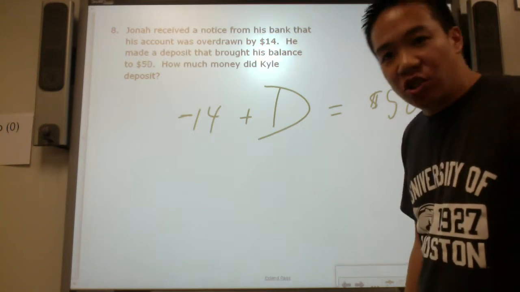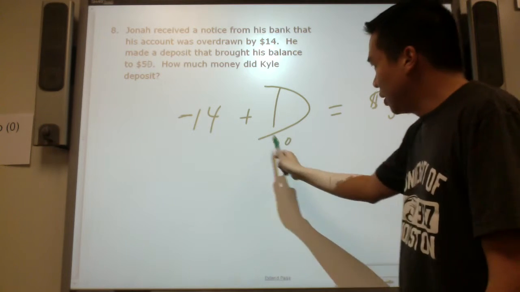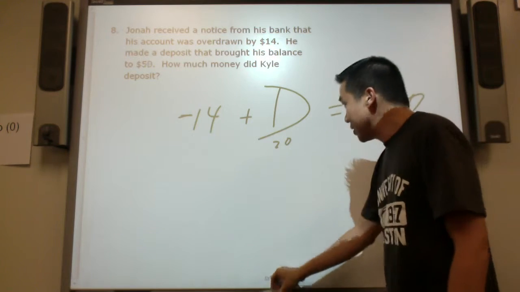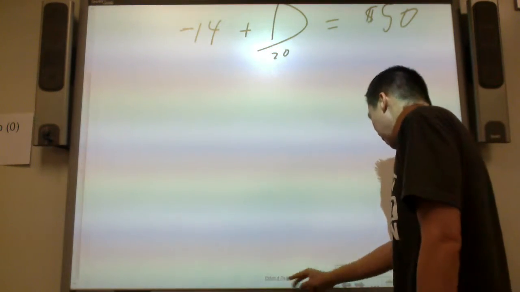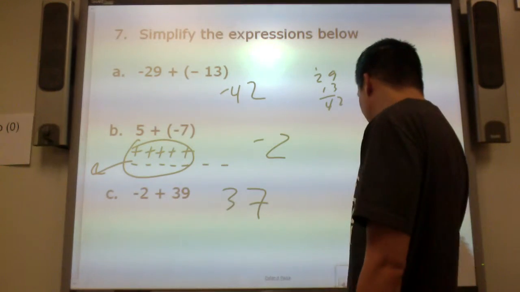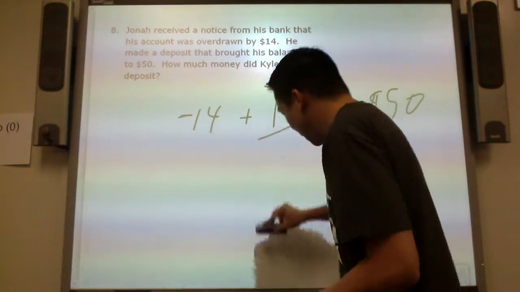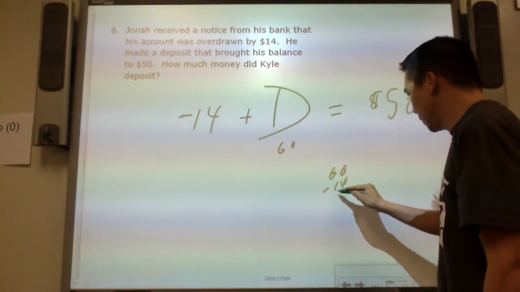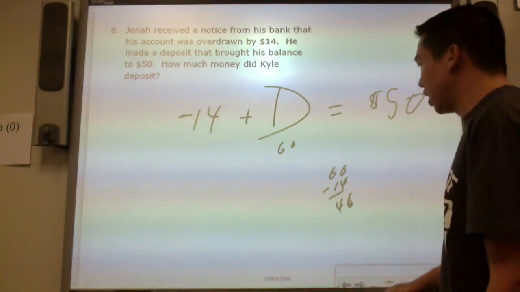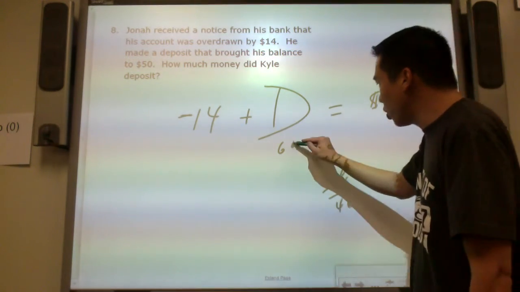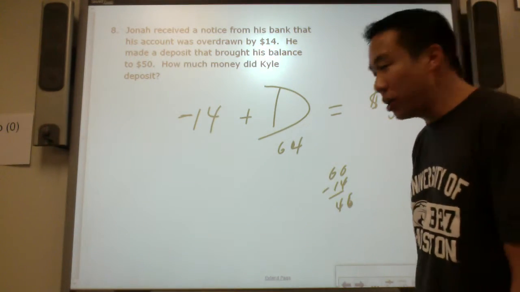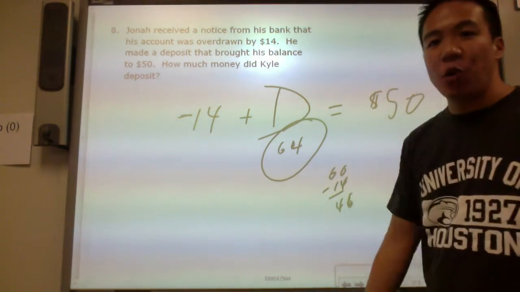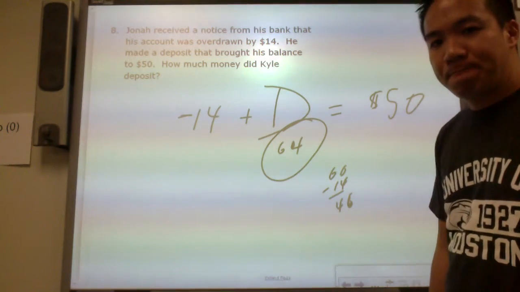Let's guess and check. If he put in $20, but he took out 14, he lost 6. Is that enough? Nope. Let's guess a little higher number. Let's try $60. If he put in $60 and he took out $14, he has $46 left. But here's 50. Let's add 4 more to this. If he puts in $64 and takes out $14, he'll now have $50. 64 is the missing one.